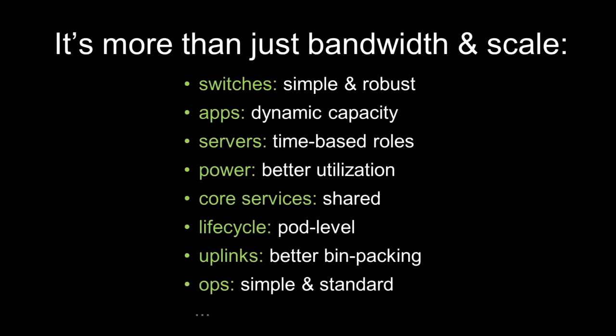We're finding many more benefits than bandwidth and scaling. For example, the uniform network underneath allows servers to have different roles depending on the time of the day. The life cycle becomes more granular. It becomes pod level instead of cluster level. The uplinks to backbone feature better bin packing, and there are many other things.